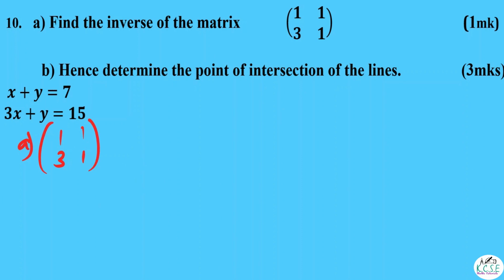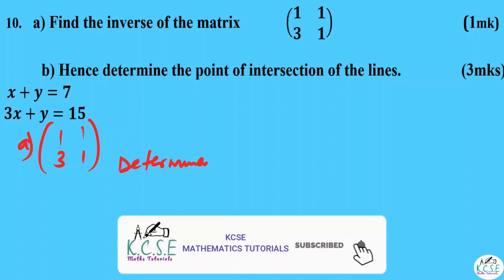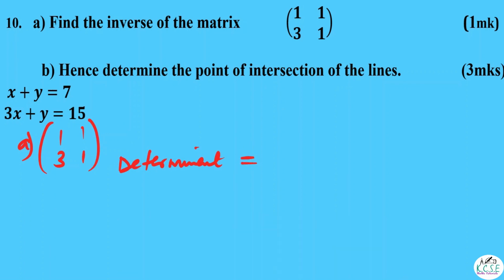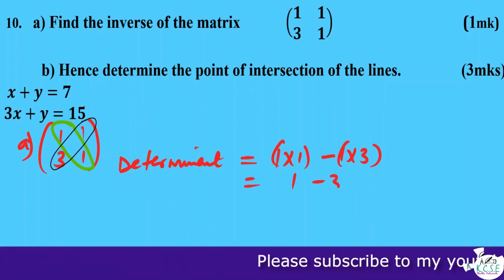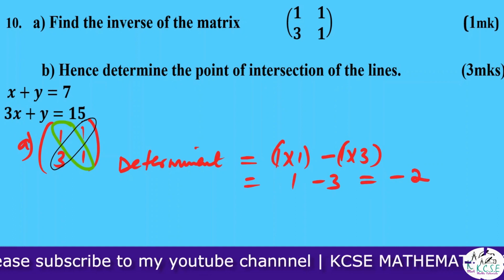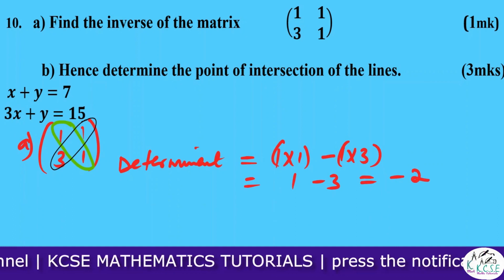The inverse will be obtained first by getting the determinant. We obtain the determinant by subtracting the product of this diagonal, that is 1 times 1, subtract the product of the other diagonal, that is 1 times 3. This gives 1 minus 3, which gives negative 2. So that is the determinant, the first step in getting the inverse.